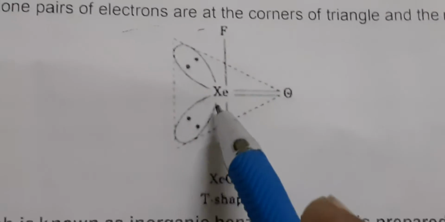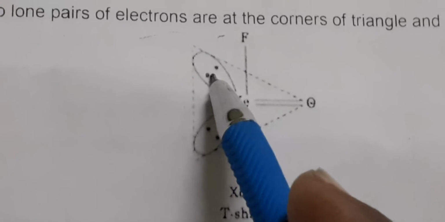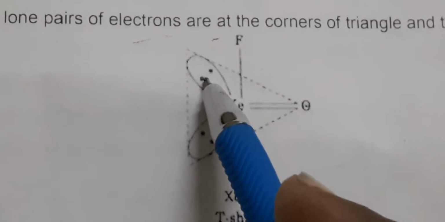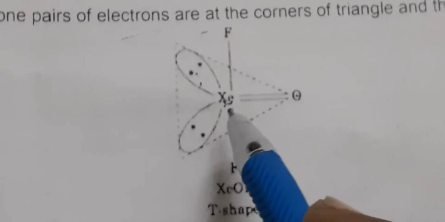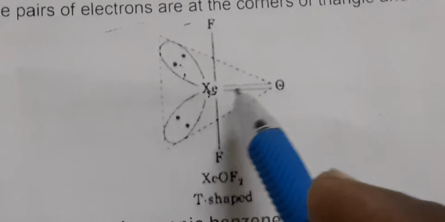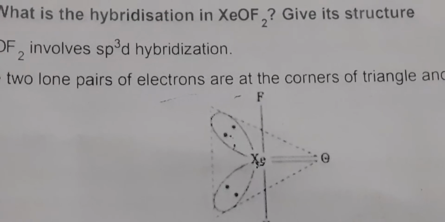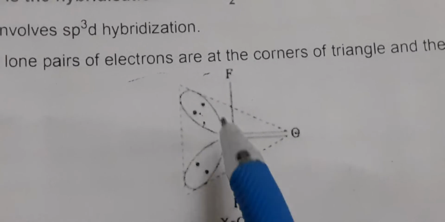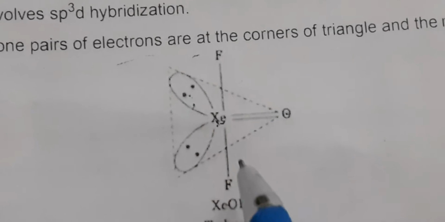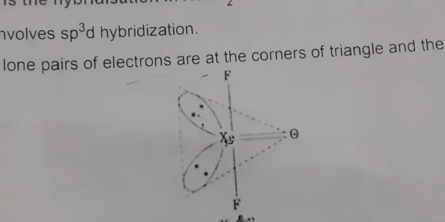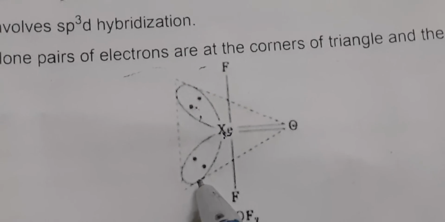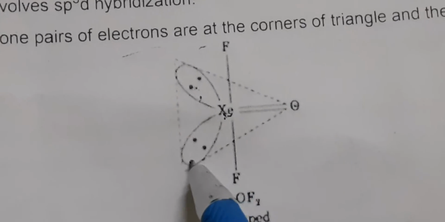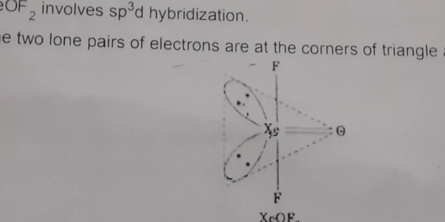See, Xe is the central metal atom. So the valence electrons, there are two lone pairs of electrons which are not involved in the bond formation. Then there is an oxygen, in between xenon and oxygen there is a double bond. So it forms a triangle. Okay, so a triangle like structure. Above the plane there is a fluorine atom placed. Below the plane there is another fluorine atom placed. So at the corners of the triangle we could see a lone pair of electrons. Okay, two lone pairs of electrons are placed at the corners of the triangle.